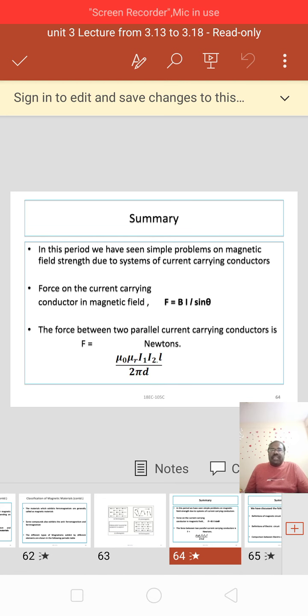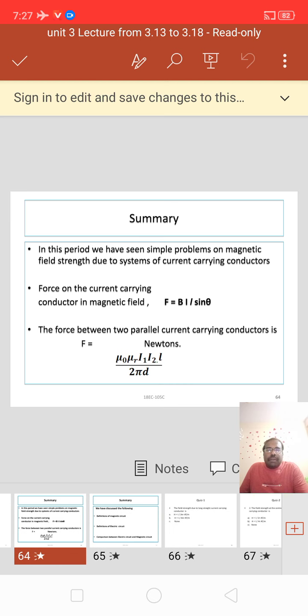Next, summary. In this period, we have seen simple problems on magnetic field strength due to systems of current carrying conductors. Second, force on the current carrying conductor in a magnetic field, F equal to BIL sin theta. Next, the force between two parallel current carrying conductors is F equal to mu naught mu r I1 I2 into L by 2 pi d newtons. The formulas which I have suggested to you are the important formulas. You must remember and kindly take note of them for doing the problems.